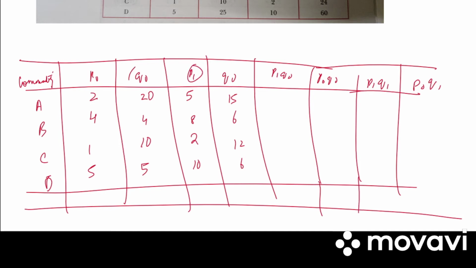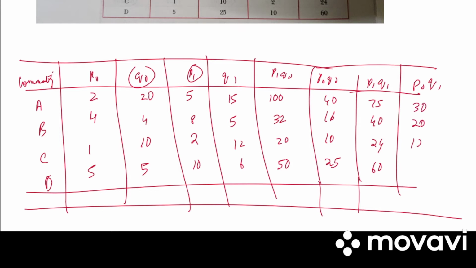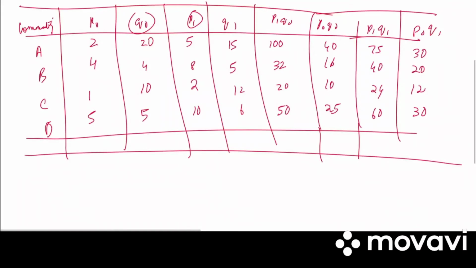So P1 into Q0: 25 is 100, 8 4s are 32, 10 2s are 20, 5 10s are 50. Then we have P0 into Q0: 40, 16, 10, 25. P1 into Q1: 15 5s are 75, 8 5s are 40, 24, 60. Last we have P0 into Q1: 30, 20, 12 and 30. So P1 Q0 is 202, P0 Q0 is 91, 199 and 92.